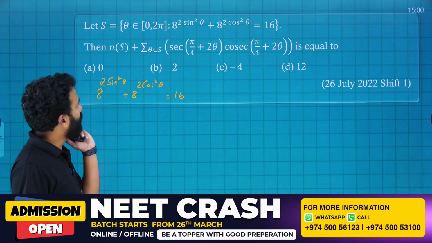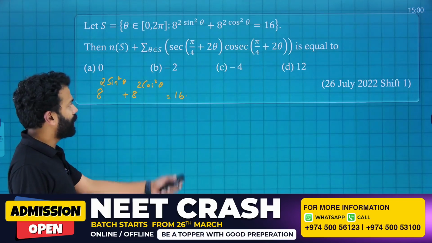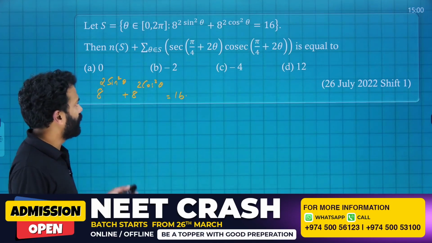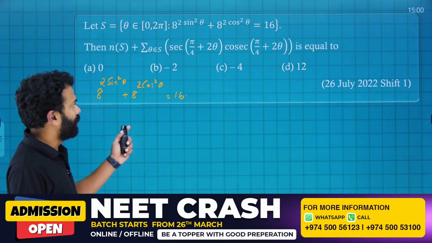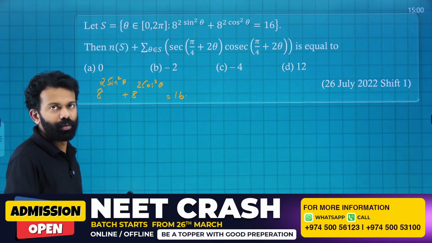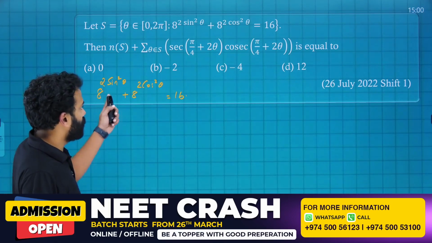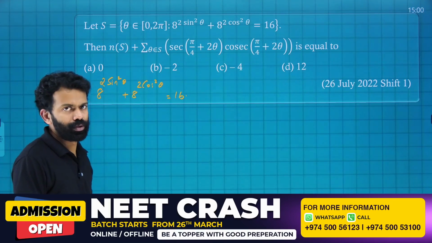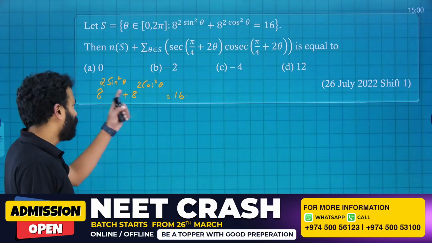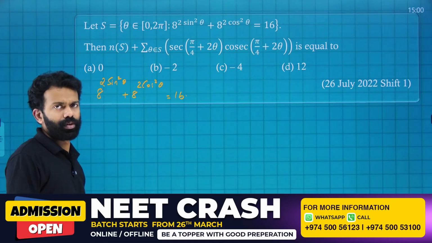So here we have 8 raised to 2 sine square theta plus 8 raised to cos square theta, which is equal to what? 16. And as I told you before, it's a trigonometry equation. If a trigonometry equation is given, it's better to convert the terms into a single trigonometry function. Here we have 2 sine square theta, and here we have cos square theta. So it's better to convert this cos square theta in terms of sine square theta, or this sine square theta in terms of cos square theta. That's up to you.